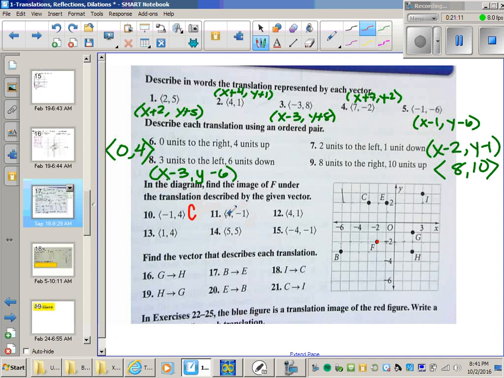For number 11, 4, -1. This is our x, and this is our y. Okay, so the x values are increasing by 4, and I know that it's increasing because it's a positive 4. So I'm going back to my f, and my x values are increasing by 4, so I'm going to the right on the x-axis. Think about the x-axis, right and left. 1, 2, 3, 4. And I'm going down 1 because it's a -1. So 8 is at that point.